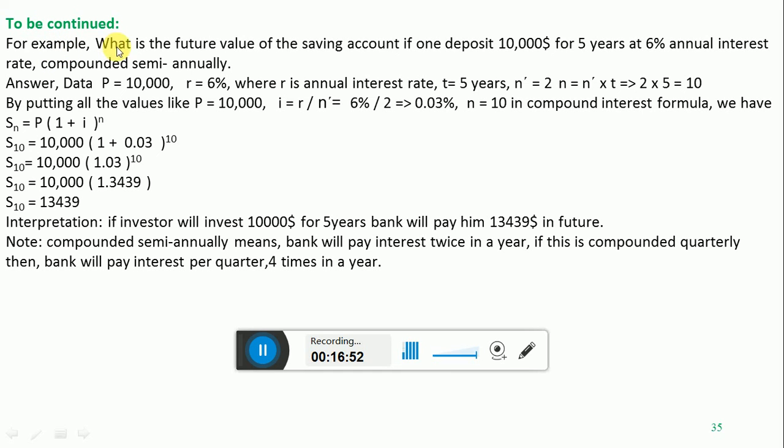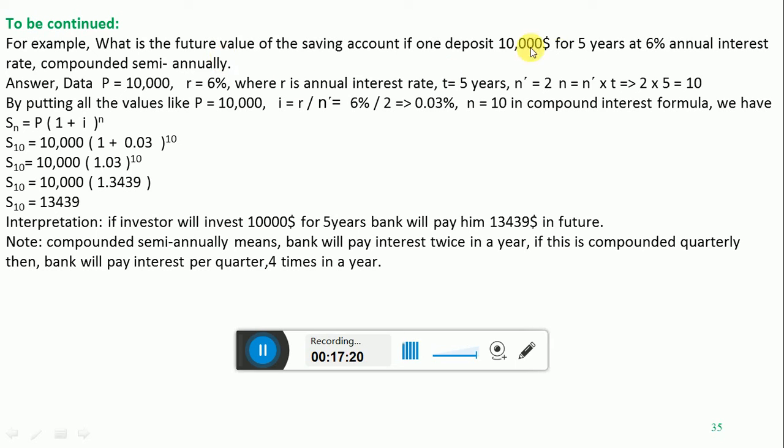For example, what is the future value of the saving account if one deposits $10,000 for 5 years at 6% annual interest rate compounded semi-annually? Semi-annually means the bank will pay interest twice in a year. I'm again repeating the example: what is the future value of the saving account if one invests $10,000 for 5 years at 6% annual interest rate but compounded semi-annually?